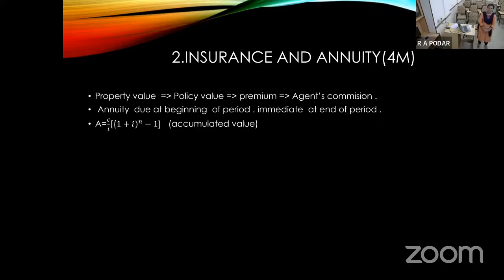So "due" means we have to identify the keywords in the question. When we have "beginning" or "at the starting", the type of annuity is annuity due. And when we have the words "end of the period", it is the annuity immediate. Only four formulas we have. We have to find either the accumulated value or the present value. So this formula we have.